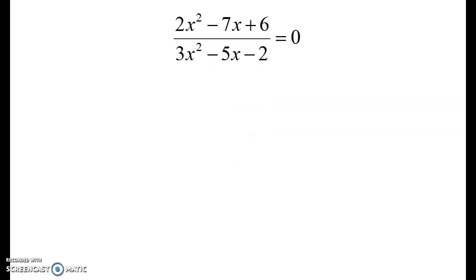Next, here we go. So we've looked at two examples. There are two more. Try this one on your own. Pause the video, factor the two quadratics, cancel something out, then solve the numerator. So go ahead and do this one, pause the video, and then come back.